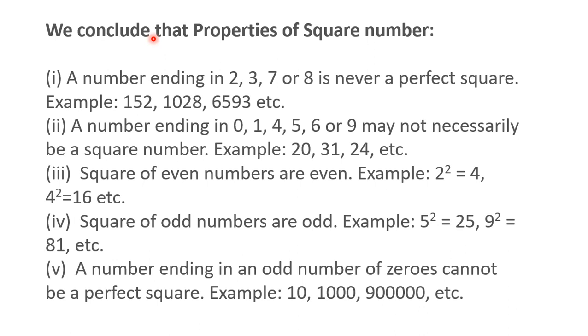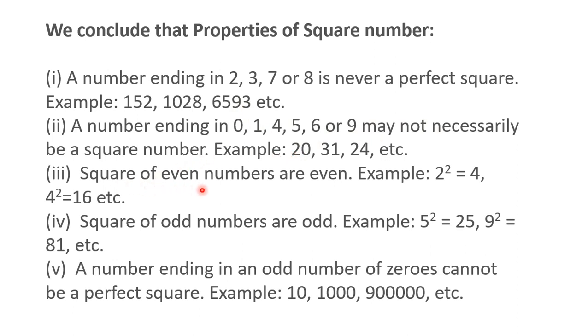So we can conclude the properties. In short, a number ending in 2, 3, 7 or 8 is never a perfect square. A number ending in 0, 1, 4, 5, 6 or 9 may not necessarily be a square number. Remember, if the unit digit of the number is 0, 1, 4, 5, 6 or 9, it is not necessary that the number ending with these digits is a perfect square number.